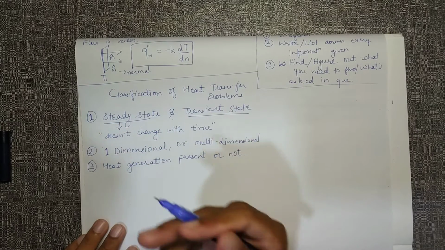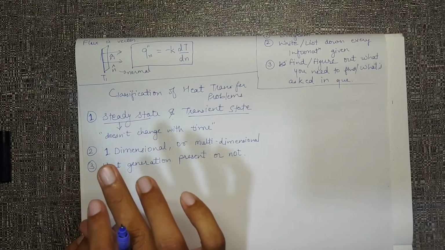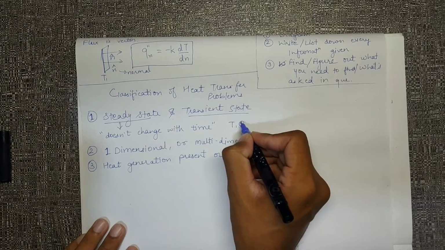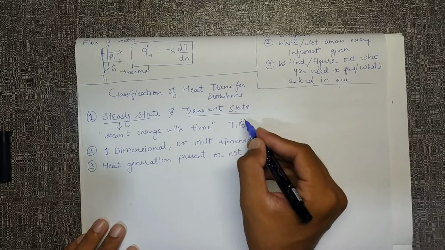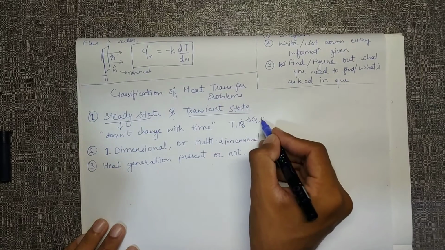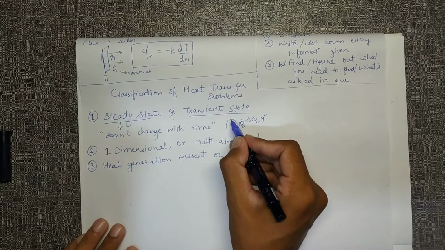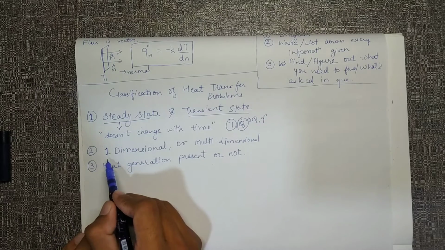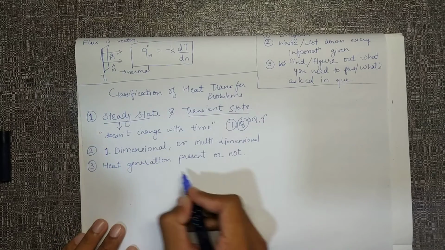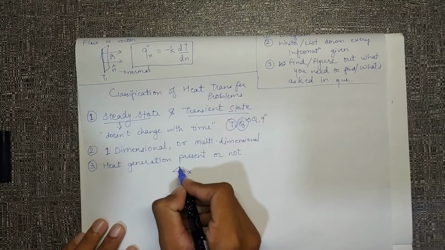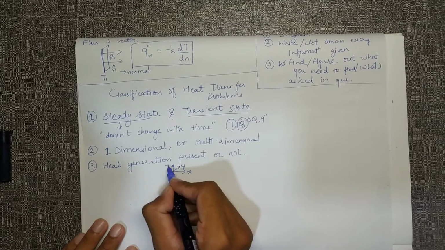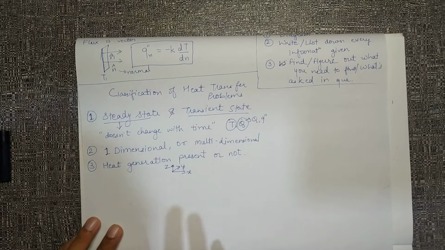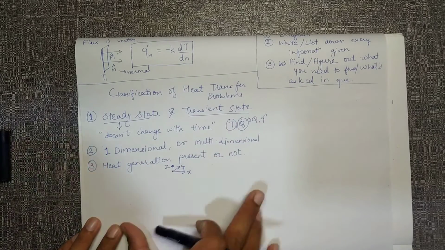Things are generally what we can check is temperature or the heat transfer rate. Or heat transfer rate will also involve heat transfer flux, everything. But mainly we check the temperature and the rate of heat transfer. The second thing we can check is the dimensions involved, if it is only in one dimension or there are multiple dimensions involved, x, y and z. And third thing we can check is if the heat generation is present or not. So these are the three basic classifications.